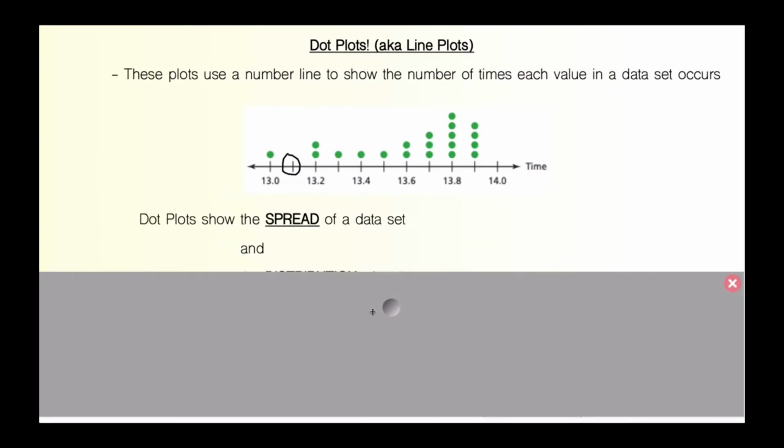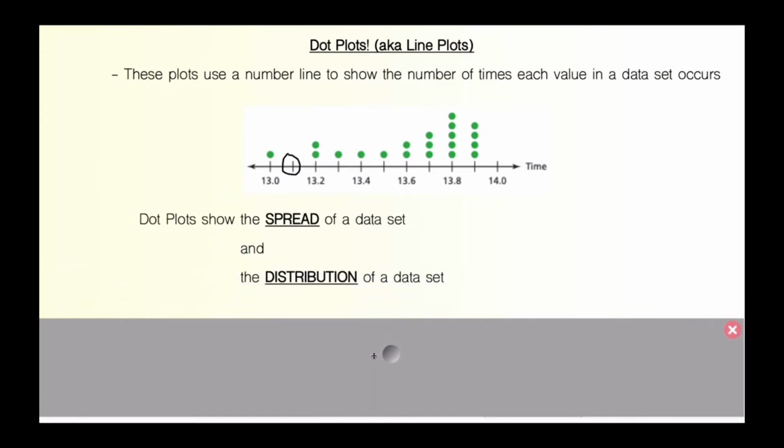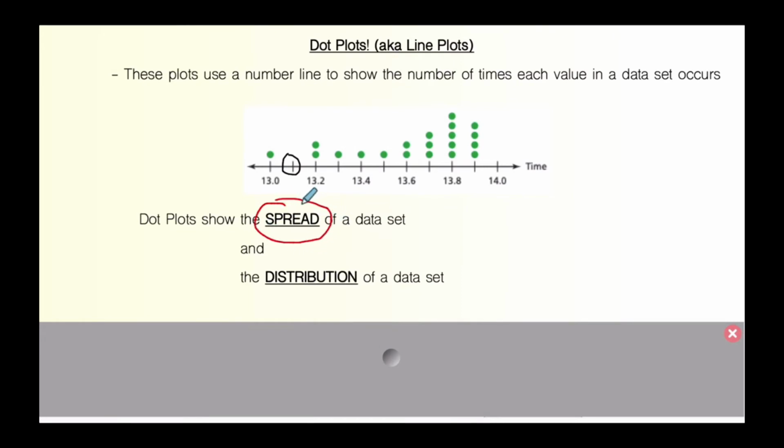So dot plots show us two important things in a data set. Number one, they show us how spread out a data set is. What do we mean by that? We mean it shows us the range. This data ranges from someone running it in 13 seconds, and spreads out all the way to 13.9 seconds. So it shows us how spread out our data is.